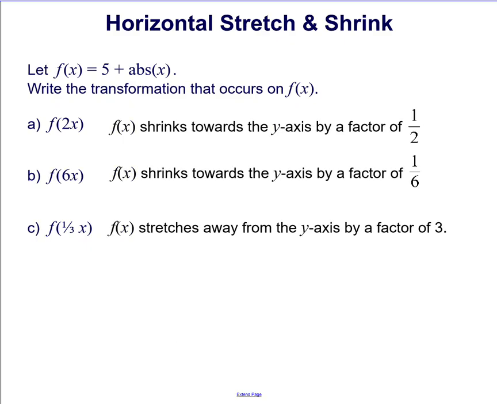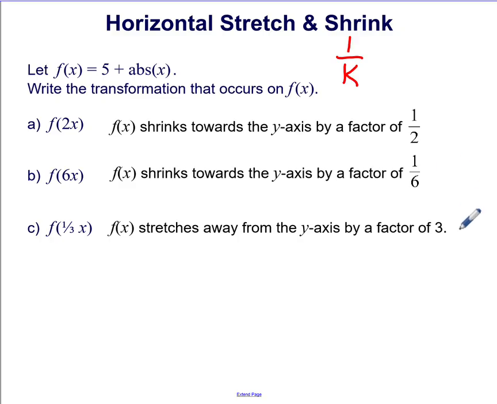And here are the answers. f of x shrinks towards the y-axis by a scale factor of 1/2. Why is the scale factor 1/2? Remember that the scale factor is 1 over k. So whatever is the coefficient of x, we determine the scale factor by taking its inverse. In this case, the coefficient is 2, so the scale factor is 1 over 2, 1/2. The same is also true for letter b. f of x shrinks towards the y-axis by a factor of 1 over 6.